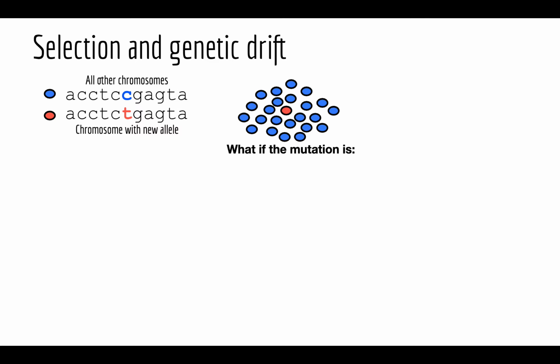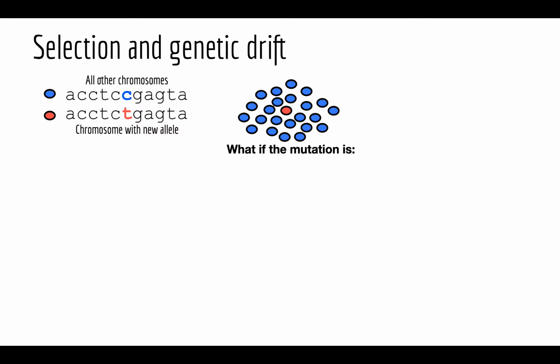So selection. I think everyone has at least heard of natural selection. It works in two directions. Adaptive selection is when a new mutation confers a fitness advantage in a particular environment, and as a consequence of that, that mutation rises in frequency. And then there's so-called negative selection, also known as purifying selection, which is the opposite.